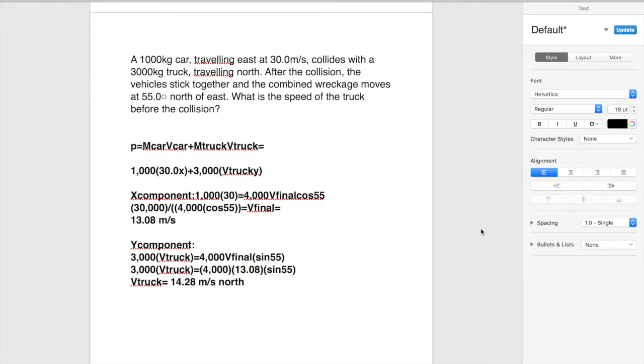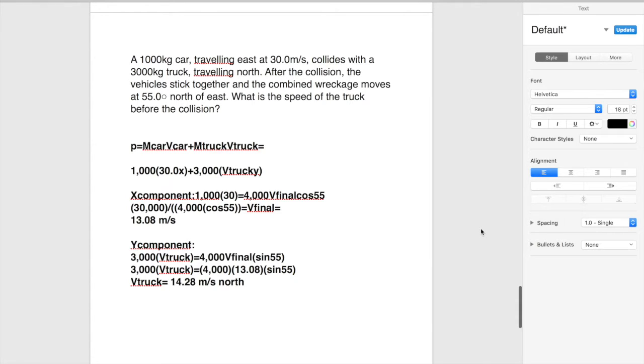So this will help us further solve the speed of the truck before the collision, since we now know v final. We can use that within the y component. So looking at the y component, we know 3,000, which is the mass of the truck, times the velocity is equal to 4,000 v final times sine of 55. Again, we use sine because in the y direction we use sine. After solving for v truck, we multiply 4,000 by v final, which is 13.08, by sine of 55, and divide that by 3,000, and we receive the velocity of the truck equal to 4.28 meters per second to the north.